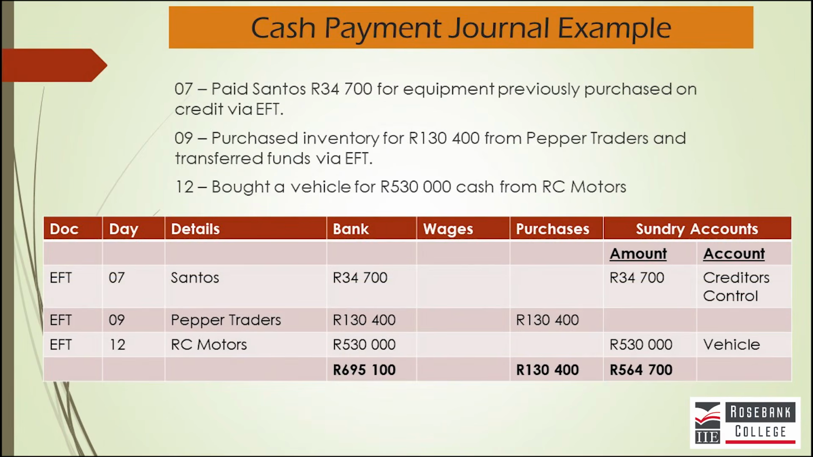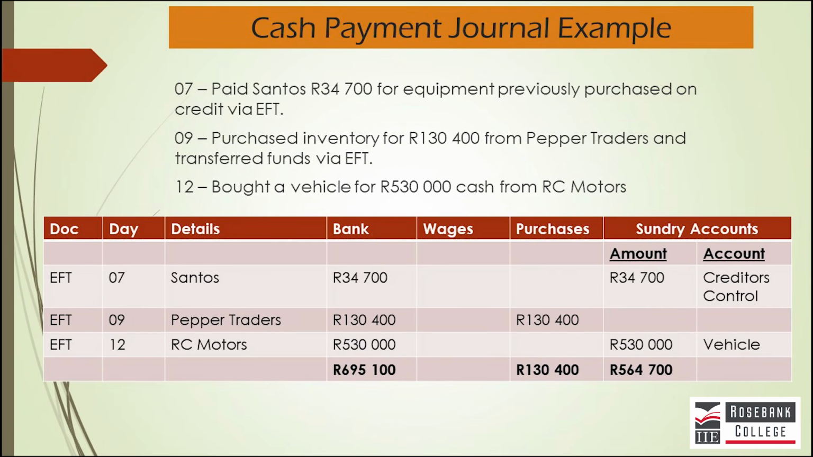Cash payment journals transactions mean that they all decrease funds in our bank account. First transaction under this journal occurred on the 7th and it says paid Santos 34,700 Rand for equipment previously purchased on credit via EFT. Document number will be EFT. Day 7, details Santos because we paid Santos the money. Bank 34,700 Rand and sundry account amount will be 34,700 Rand and account creditors control. In this transaction, we are not buying for cash but paying our creditors who we previously bought from on credit.